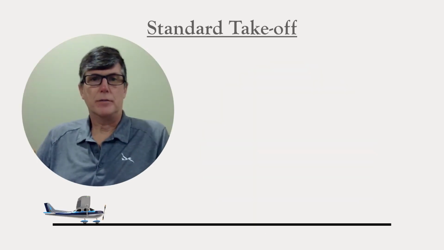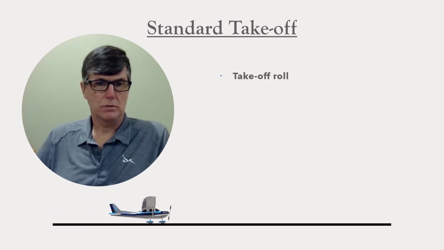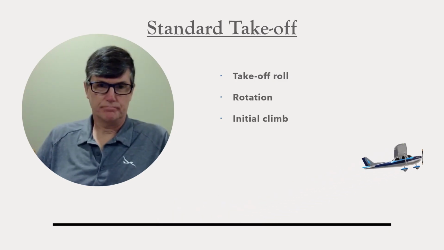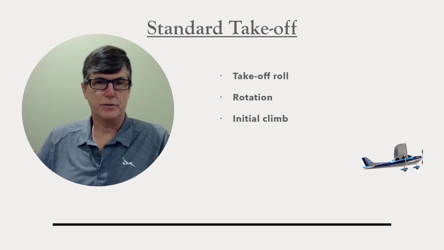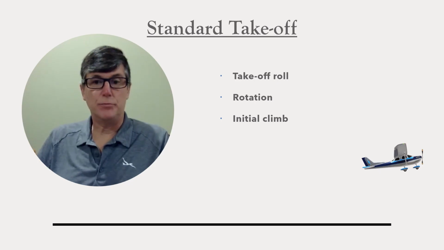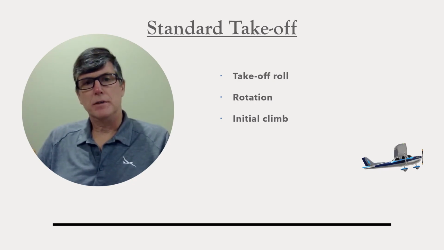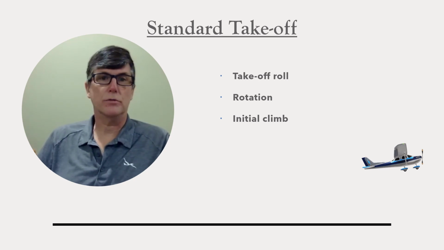A takeoff can be broken down into three phases: the takeoff roll, rotation, and the initial climb. During the takeoff roll, the airplane is controlled using the methods from the lesson controlling an airplane on the ground, with one exception. In that lesson, I said that you need to keep the speed low. During the takeoff roll, your objective will be to build up speed. During the initial climb, the airplane is controlled using the methods from the lesson Airplane Primary Controls.